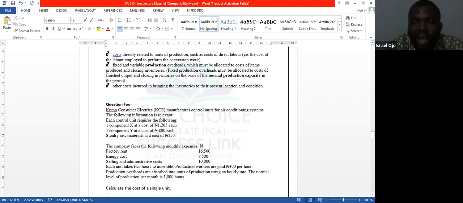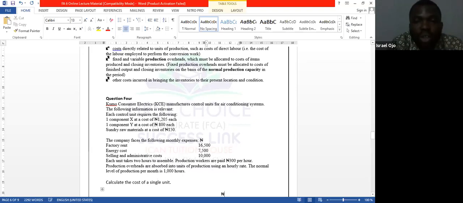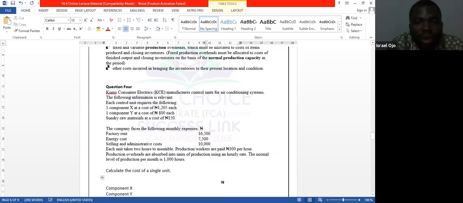KCE. So we worked more on the KCE example, but we now go a step further. KCE manufactures a control unit for air conditioning systems. The following information is relevant. Each control unit requires one component X at a cost of 1,205 units, one component Y at a cost of 800 units, and sundry raw material at a cost of 150.